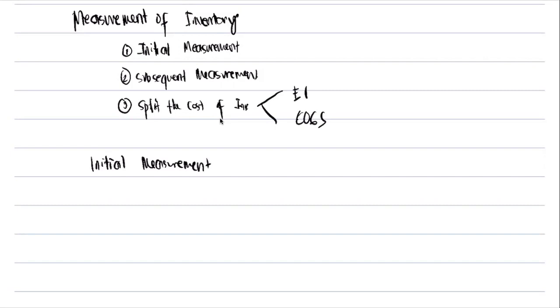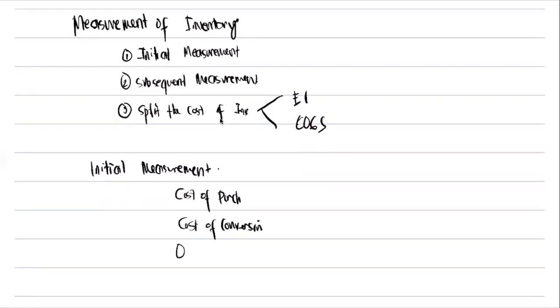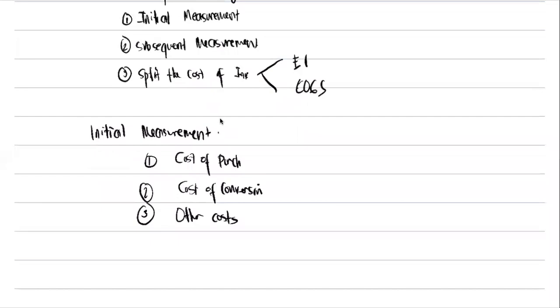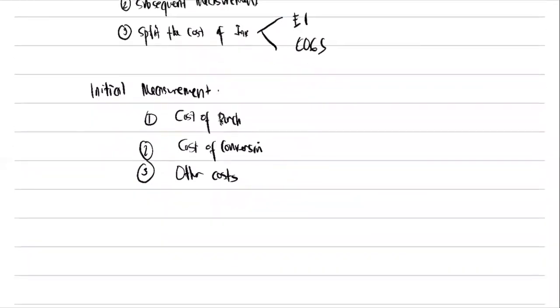So the initial measurement of inventory is equal to your cost of purchase, cost of conversion, and other costs. Okay, so your initial measurement is composed of cost of purchase, cost of conversion, and other costs. So you add them all, this will give you your initial measurement.